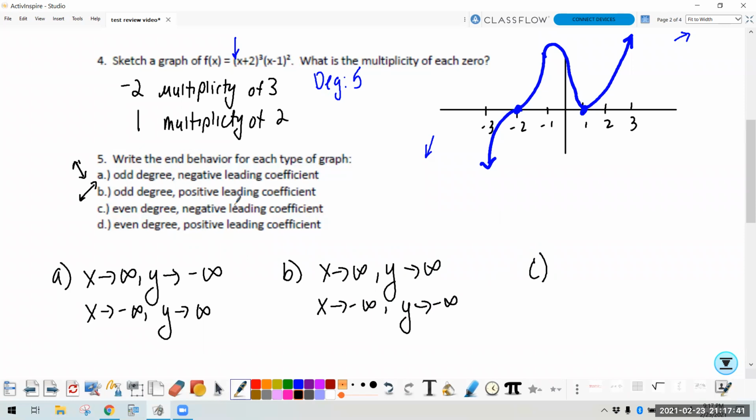Even degree negative leading coefficient has end behaviors similar to a reflected parabola. So as x goes to infinity, y goes to negative infinity, and x to negative infinity, y still goes to negative infinity.